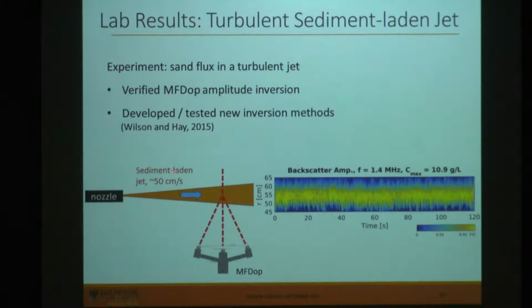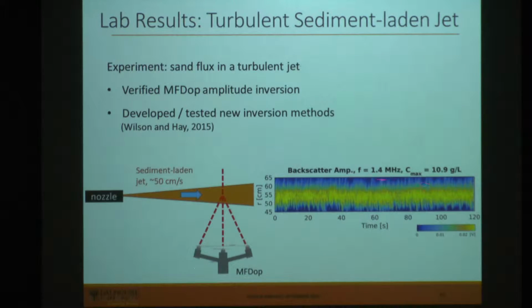So in these experiments, we have a tank in our lab, which we call the jet tank, because it has a turbulent jet in it. And so we load up this jet with mixtures of sand and water, and then we fire that into the tank at about 50 centimeters per second, so we get this turbulent cone. And then we set up the MF-dot looking sideways through the jet and make measurements in time.